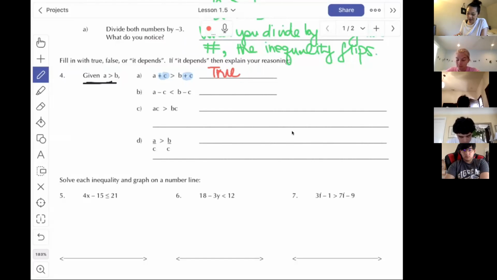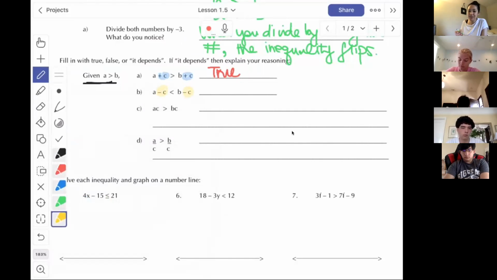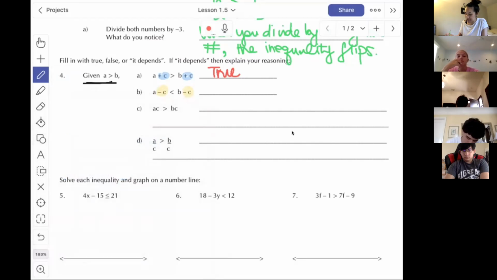When you subtract C from both sides, is A minus C going to be less than B minus C? No, that's false. The opposite is true. A minus C should be greater than B minus C.